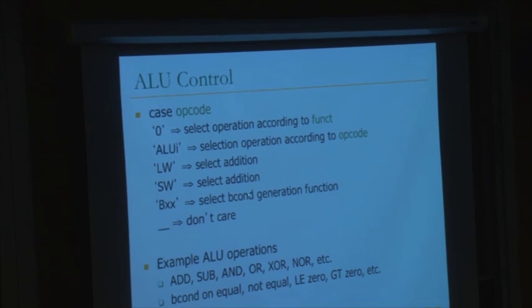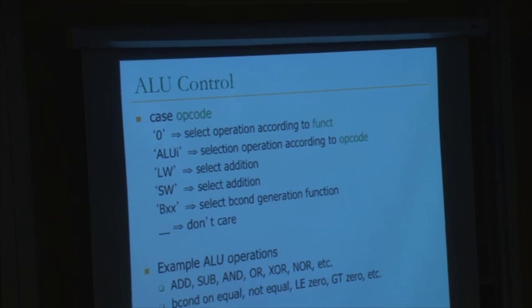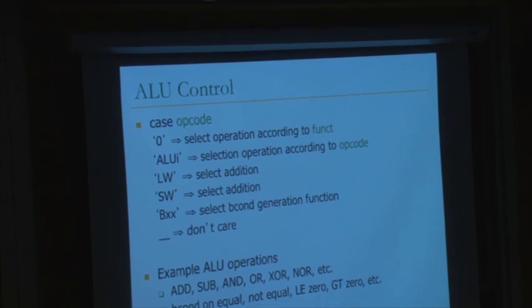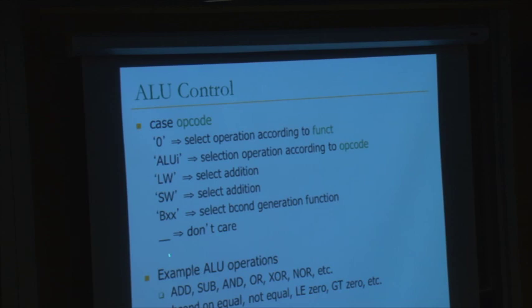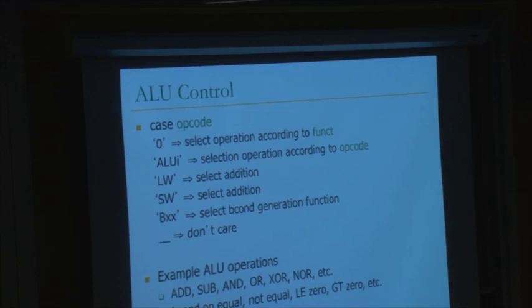If it's a branch, now it depends on the branch condition generation function, right? There are different branches that you're going to implement. If it's equal, then you do subtraction, right? If it's not 0, then you do something else compared to 0, for example. So you'll have fun implementing this logic also. And other instructions that do not use the ALU, you don't care about what the ALU does, right? Okay, well, I guess you can see some of the branch conditions there.